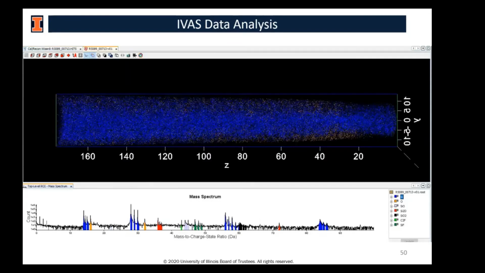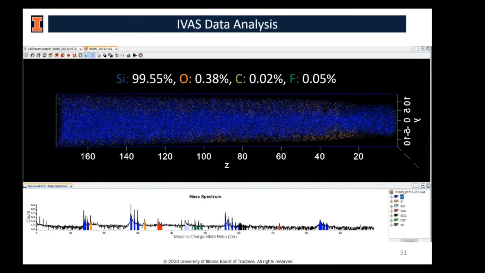A 3D model reconstruction. This is a 3D model reconstruction of a silicon pre-sharpened microtip. Both the 3D model and the mass spectrum use the same color model. So silicon is in blue and oxygen is in orange. And in this sample, as you can see, the majority is silicon with some oxygen near the edges. You can measure bulk composition calculated from the mass assignments, and it shows that it's over 99% pure silicon.